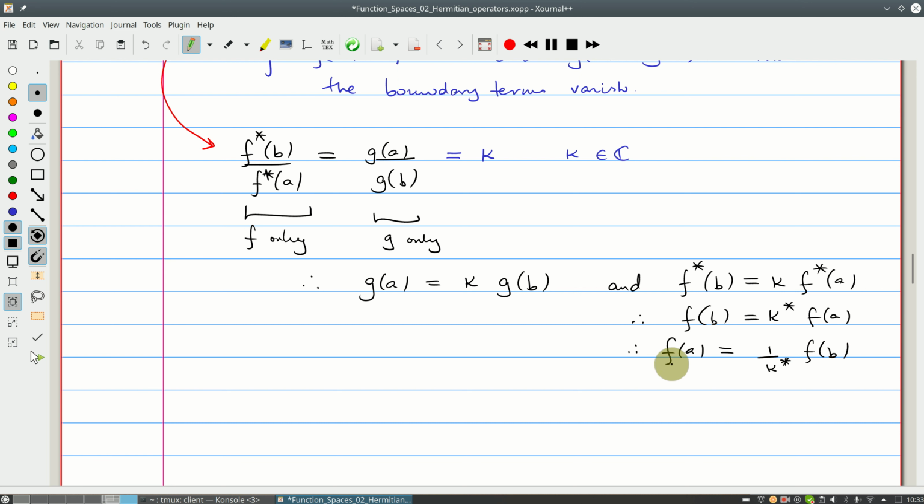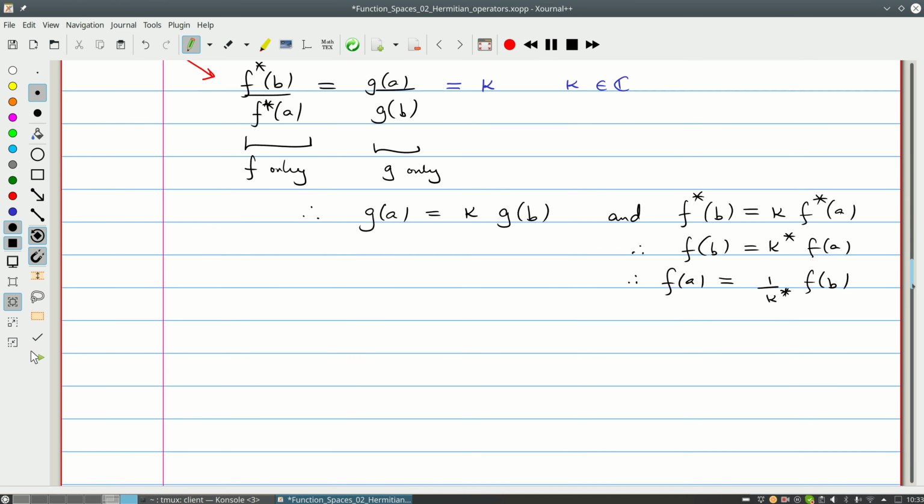Now if you compare this equation with this one here, this can only hold if, therefore, we must have kappa is equal to 1 over kappa star. Or kappa times kappa star is equal to 1. And if you solve this, actually, there's an infinite number of solutions to this, and they are all of the form kappa is equal to e to the i theta, where theta is a real number.